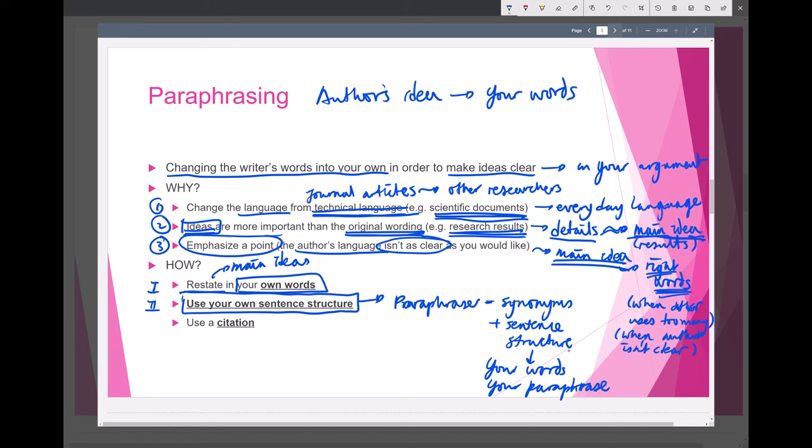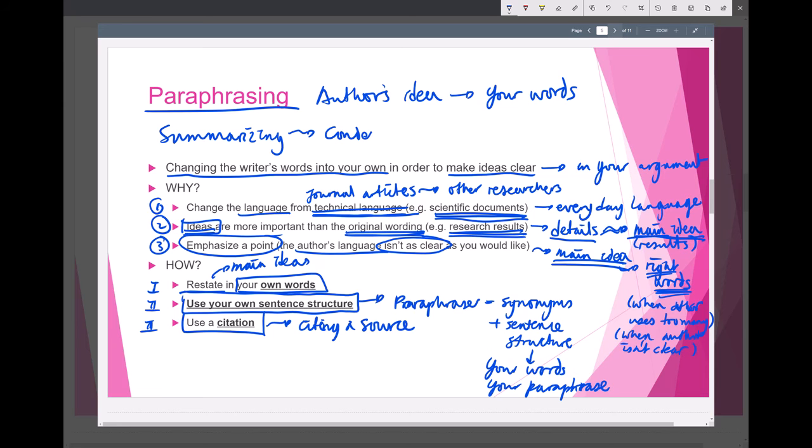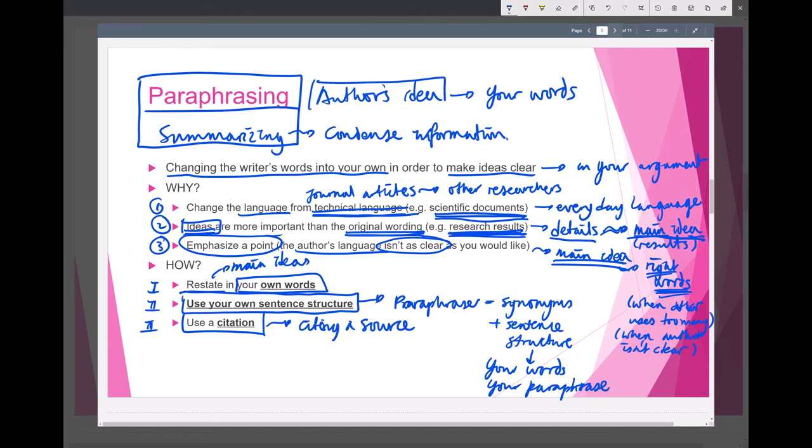Finally, well, back to your first reason. Well, you're using a citation. Again, you're citing a source. And that's why we paraphrase. Summarizing, just to talk about this briefly, is to condense the information. This is similar to getting the research results. So whether you are paraphrasing or summarizing, you are working with the author's idea and you're rewriting it in your words. So let's see what that looks like.